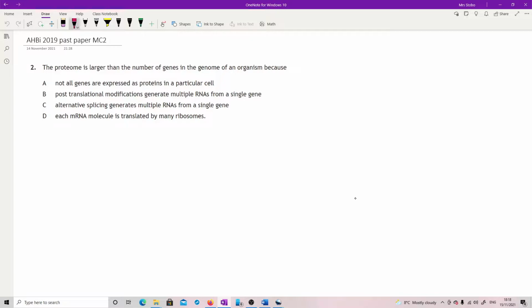Question 2. The proteome is larger than the number of genes in the genome of an organism because. Now, you could actually answer this at Higher. If we have one gene, but lots of exons and introns, which we're obviously going to cut out, if we do alternative splicing to give us many different mRNAs from just that one gene, then instead of one gene giving us one thing, we've got one gene giving us 10 or so. So it's alternative splicing.